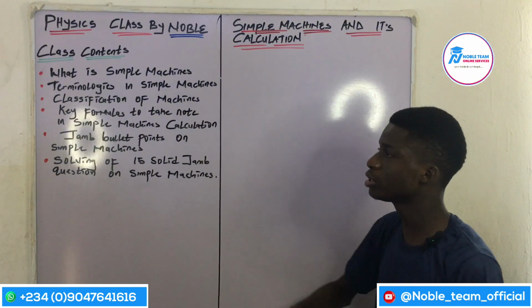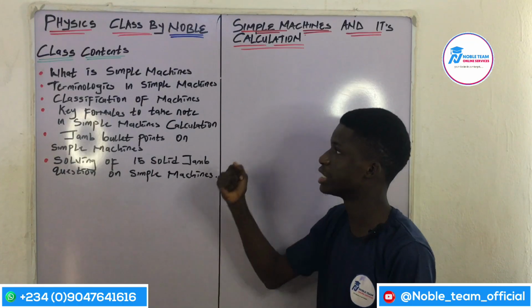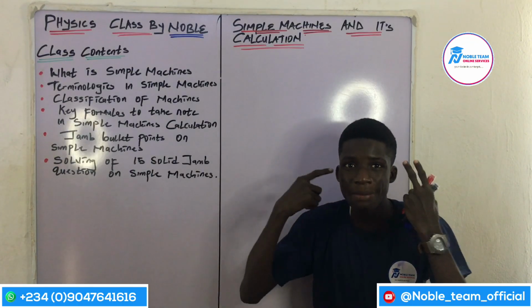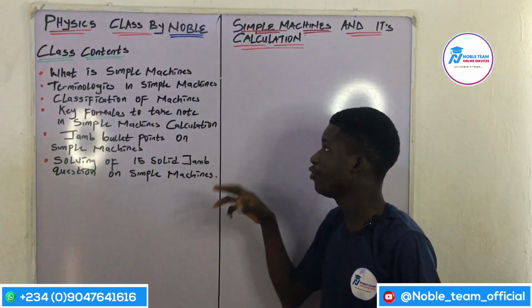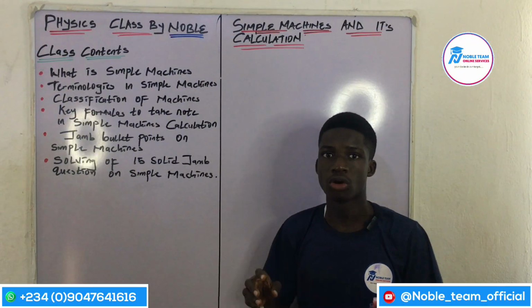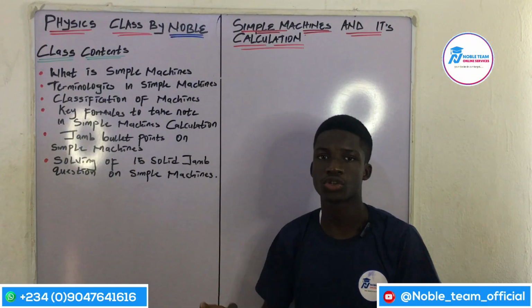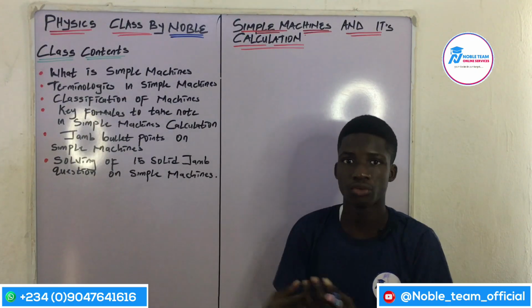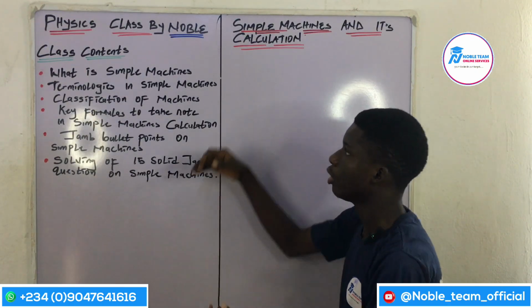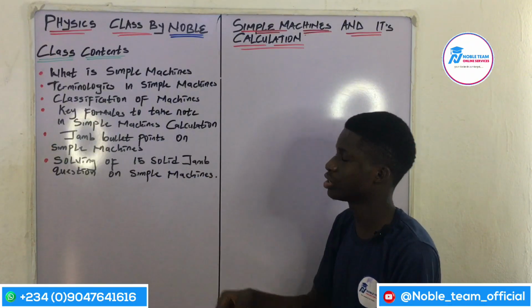Understood? Now let's look into the terminologies we need to take notes on in simple machine. This is where you need to pay maximum attention. Even though you know it, don't do over smart. Just follow me closely, because you will hear what you have not heard before. You understand? So let's look into the terminologies in simple machine.